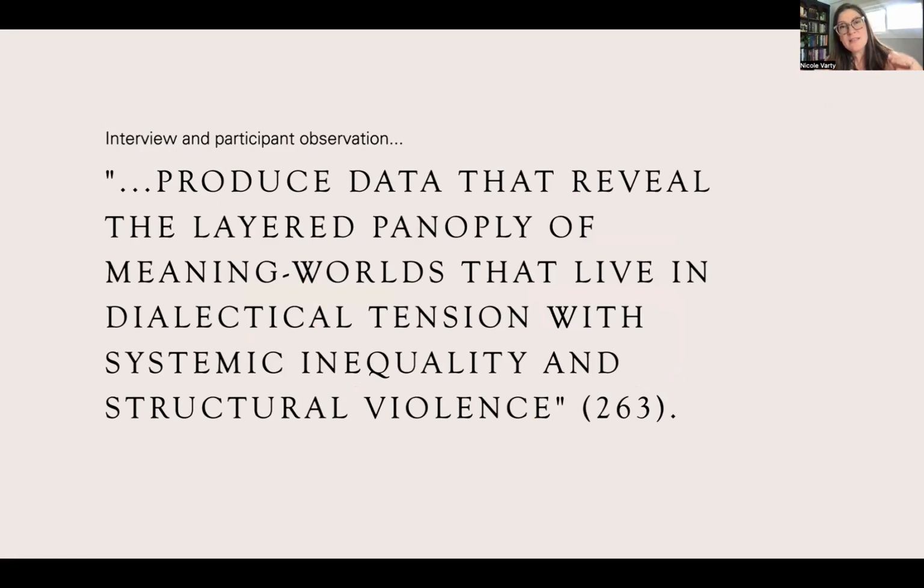And so when we're doing these interviews and we're doing participant observation, where we're listening to people's stories and observing parts of their stories, we need to understand that these methods can help us produce data for a purpose. We want to produce data that reveal the layered panoply. I love that. Great, great wording, Cologne. The layered panoply of meaning worlds that live in the dialectical tension with systemic inequality and structural violence. That's on page 263 of that chapter.